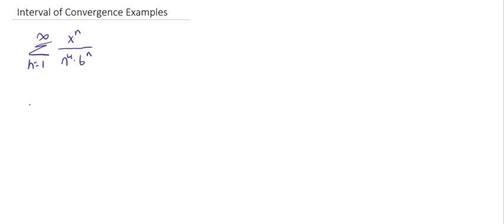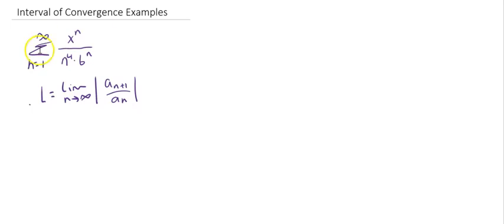All right, in this video, I'm going to go over how to find the interval of convergence for this one here and possibly another one. So the first thing I do when we are doing an interval of convergence is set up the ratio test, which I do L equals the limit as n goes to infinity of the absolute value of a sub n plus 1 over a sub n.